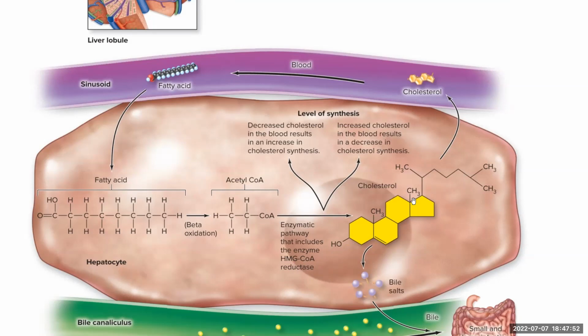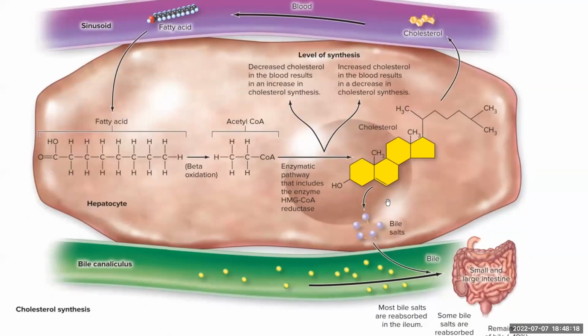Now, here's the thing. This pathway is going to be influenced by a couple of different things. One, how much cholesterol you are naturally taking in through your diet. If you're on a high cholesterol diet, then the hepatocytes aren't going to be making a lot of cholesterol. If you're on a very low cholesterol diet, then we're going to increase the amount of cholesterol that the liver makes.